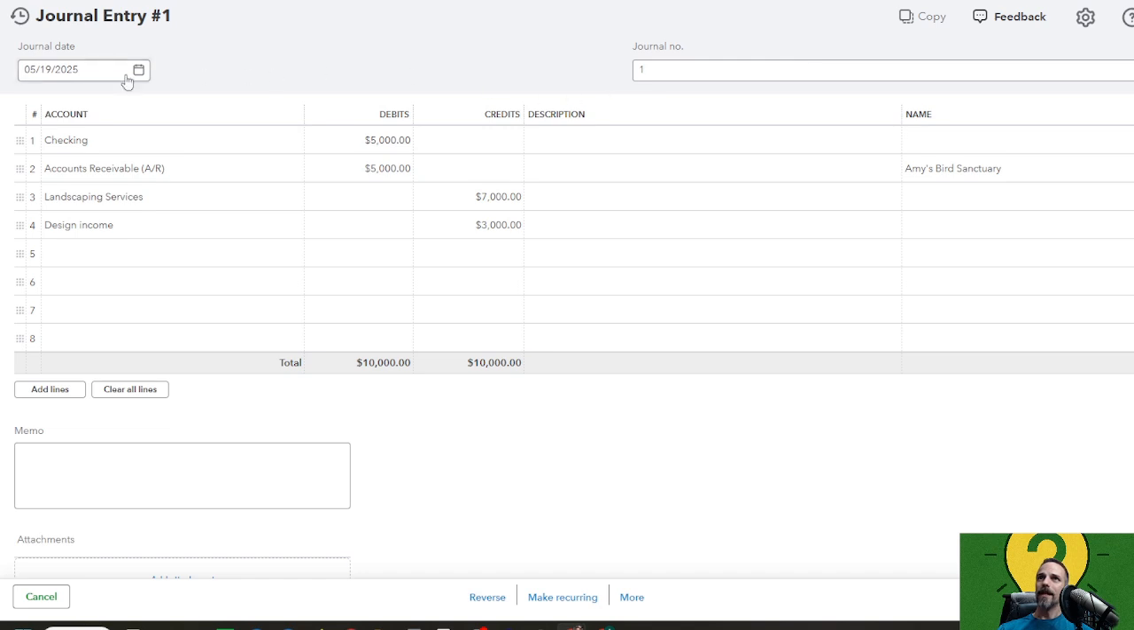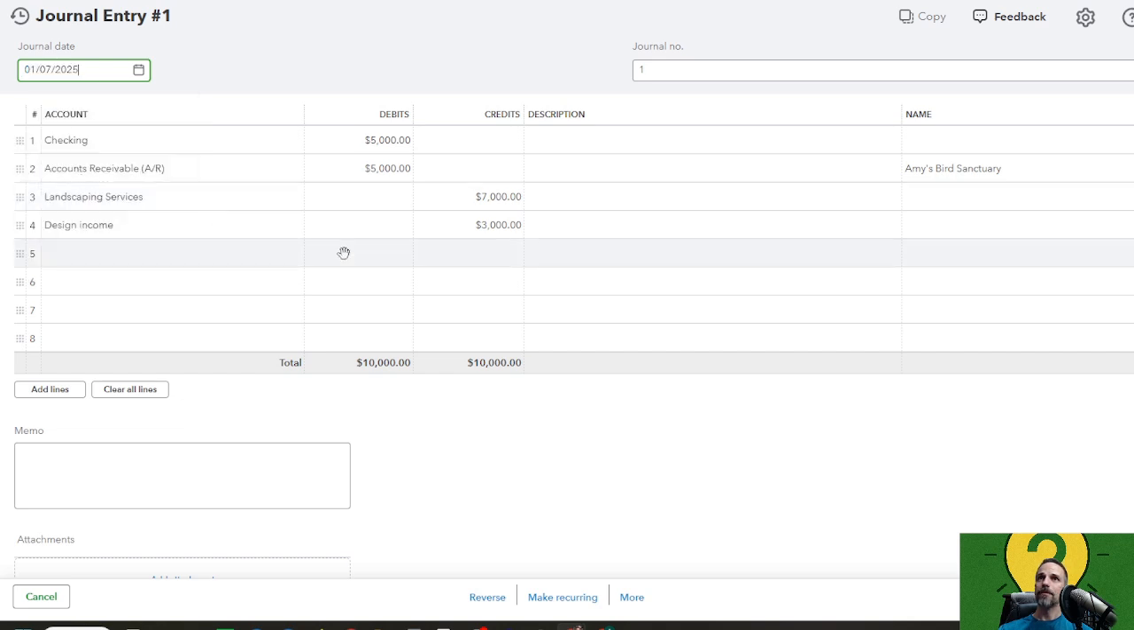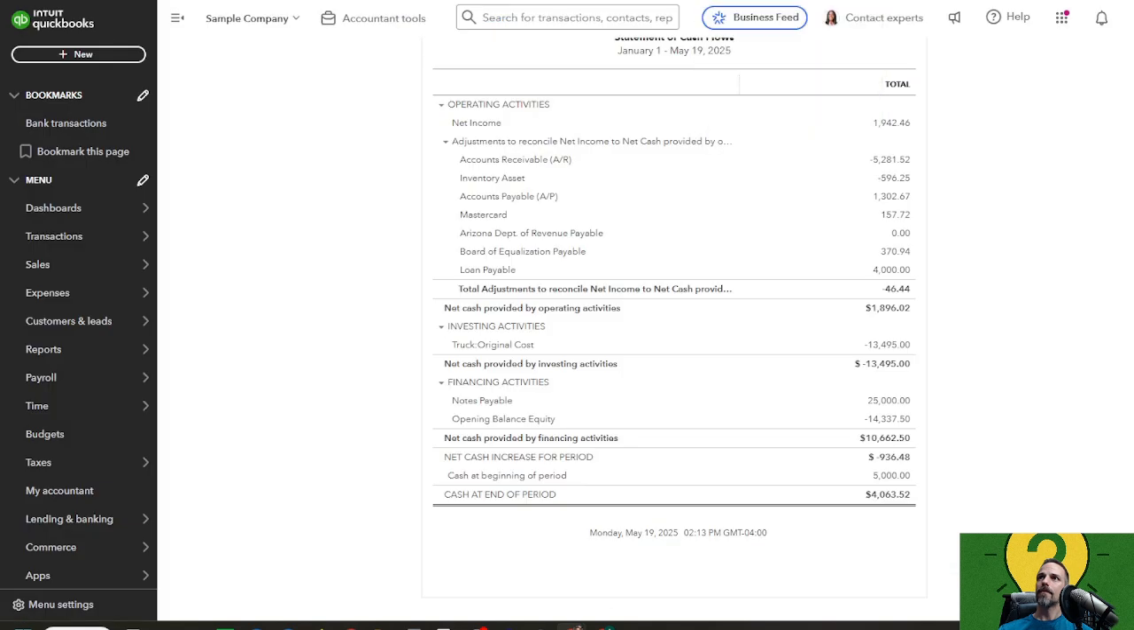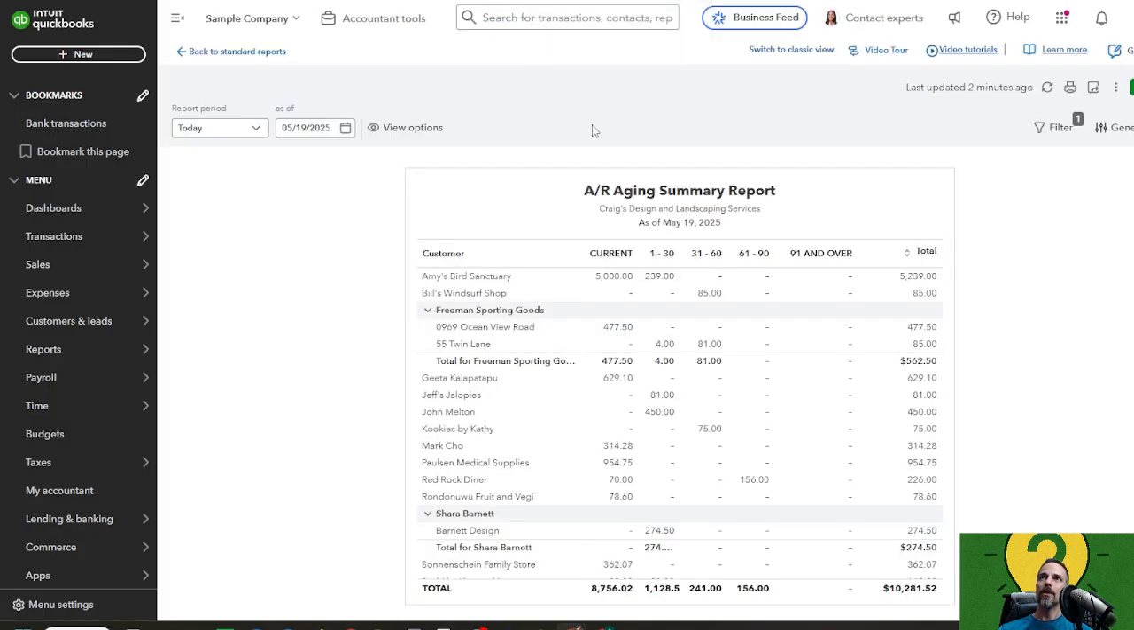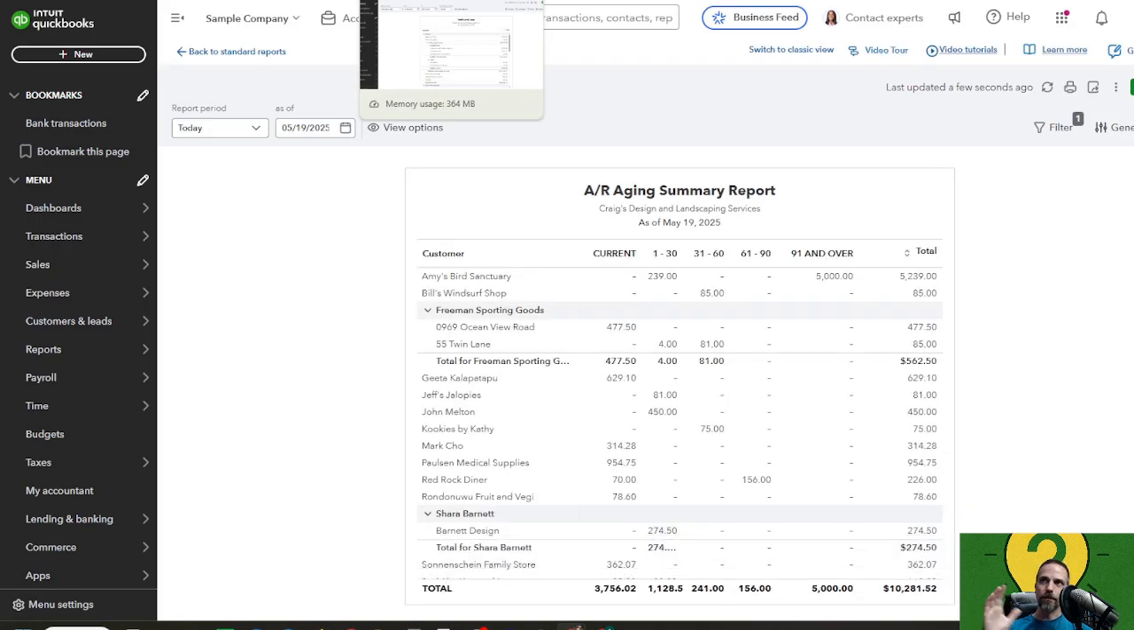But let's say that this sale was made at the beginning of the year. Okay, so somebody came up to us on January 7th, and we made the sale. And now our profit and loss and balance sheet are going to show the same for the year, but now my aging shows that $5,000, they haven't paid us yet.